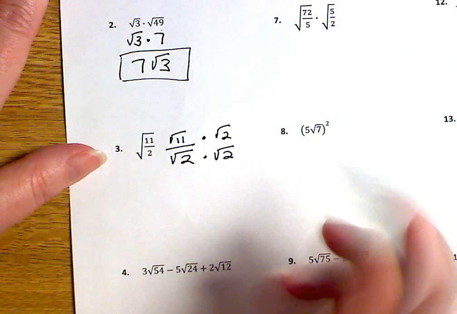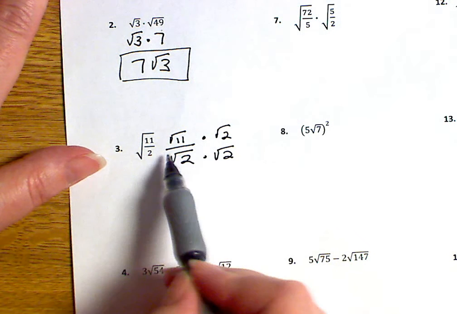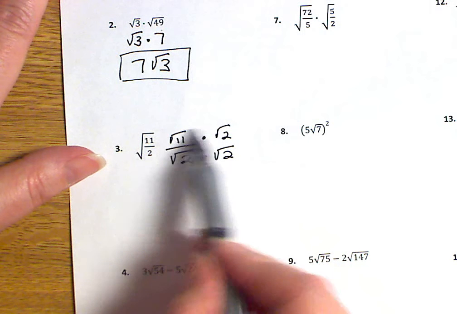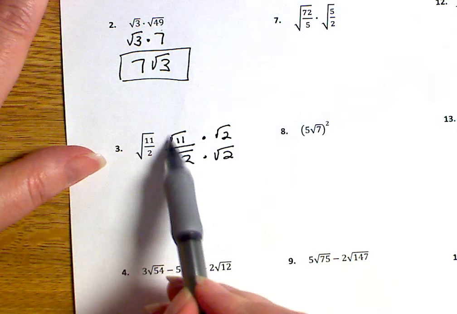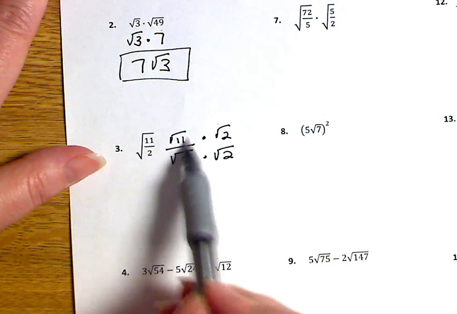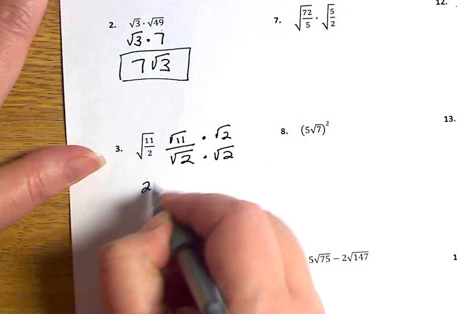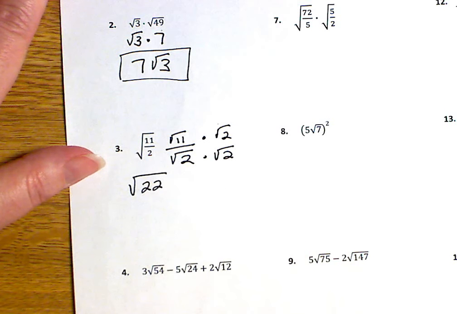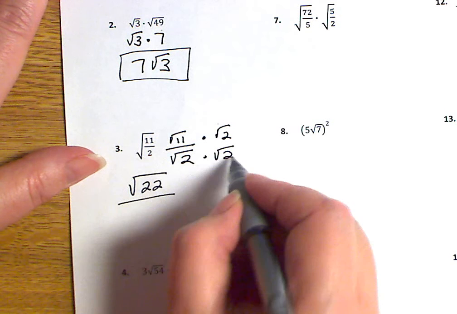It's a rule because if you put the square root of 2 in your calculator, it's going to be a decimal, and you don't want that. When you're multiplying square roots, just like the review tonight, you multiply what's underneath. So you have 11 times 2, which gives you 22, and you leave your square root, over the square root of 2 times the square root of 2, which is the square root of 4.